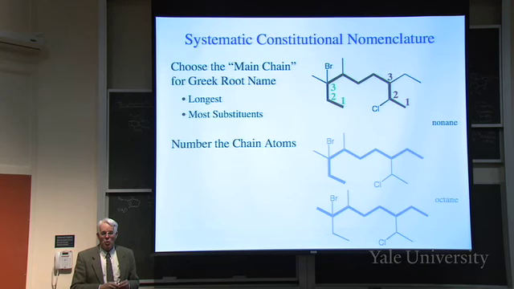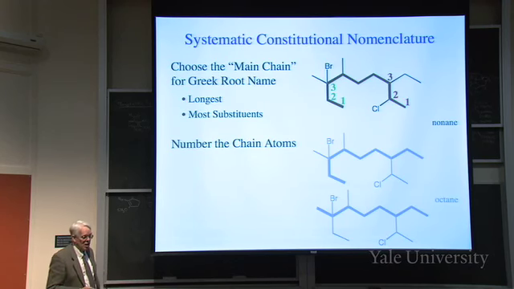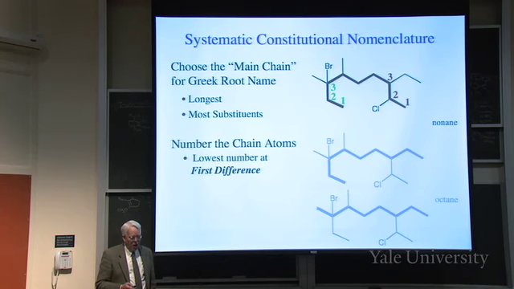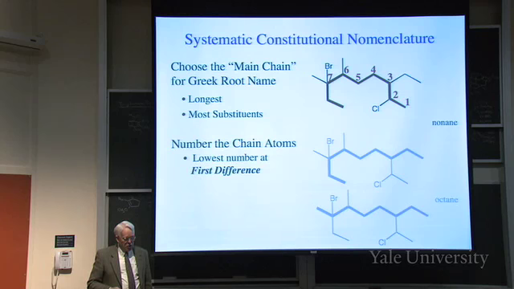Lucas? Why? So you can actually build it as you go. Yeah, so you don't have to do all the work of going through the whole thing and adding them all up and so on. You just go till you get a difference, and when you get a difference, that's it. That's much quicker. Okay, so we'll go to the first difference, lowest number at the first difference. And now we know we have the chain and its numbers, and now we say where the various substituents are. But first, we have to name the substituents.